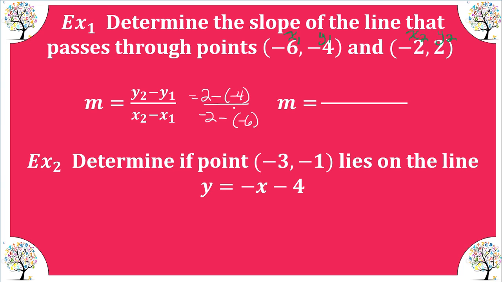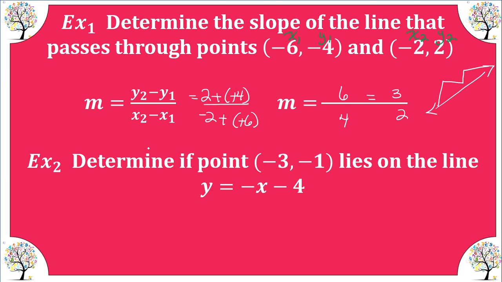When we simplify this, we get 6 over 4, which simplifies to 3 over 2. We have a constant rate of change of 3 over 2. So this line slopes up 3, right 2, up 3, right 2. And so we would have a line if we had our coordinate plane.